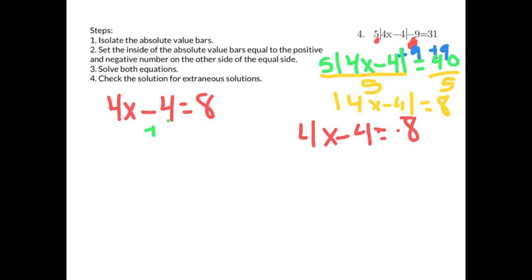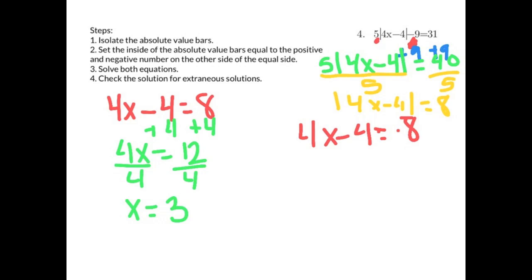So I have a plus 4 on both sides. I'm working on the equation on the left hand side. So that 4x is equal to 12, and then I'm going to divide by 4 on both sides. So that x is equal to 3.